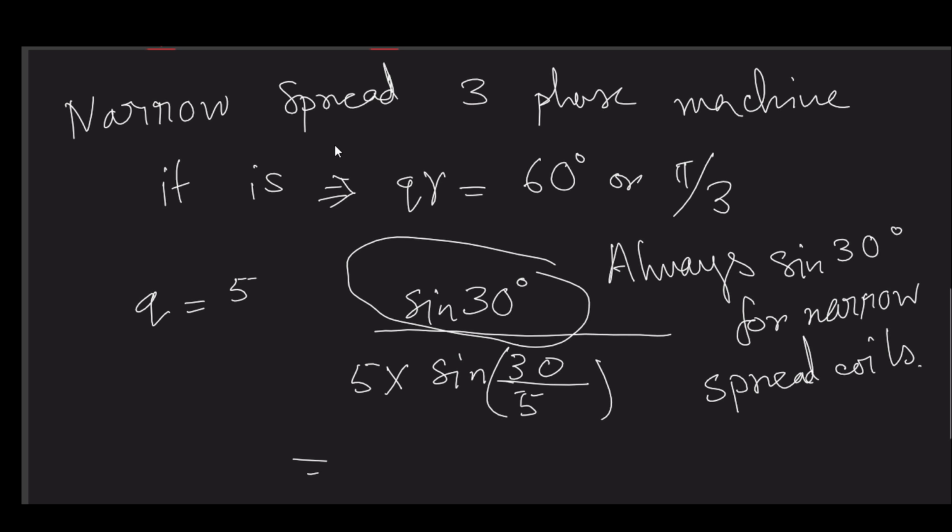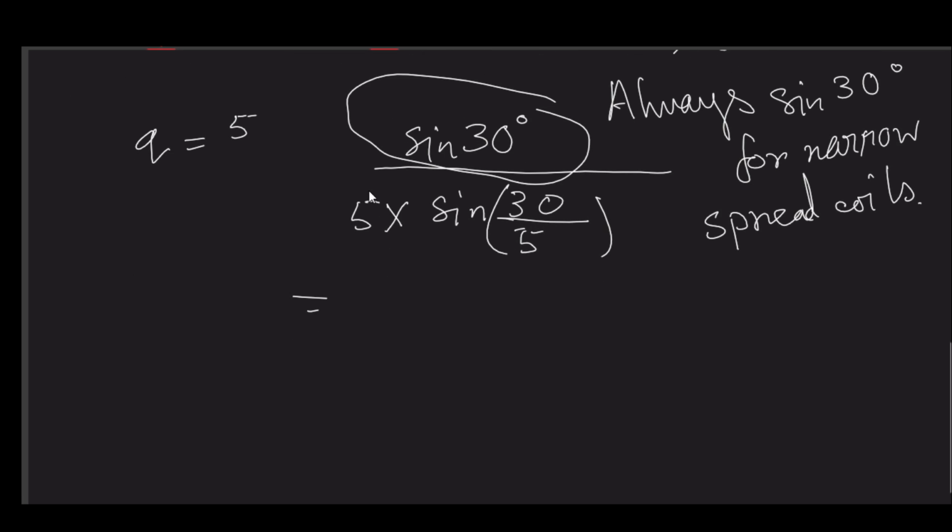So what you will get here is simple: sine 30 divided by 5 divided by sine 6. That is giving me a value like 0.966. Sorry, 0.957.